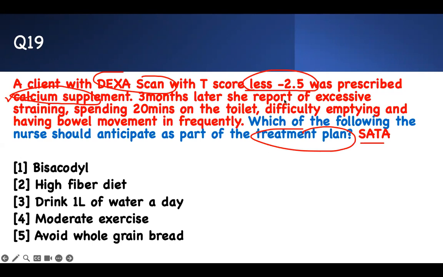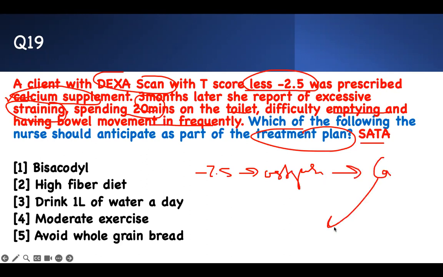Buzzword. 3 months later, what happened? I'm straining in the bathroom. I'm spending 20 minutes on the toilet, and I have difficulty emptying, and I can't have a bowel movement every day. Think about it. I start taking calcium because my T-score is less than negative 2.5, and I'm having all these problems. Look at what I'm going to do. 2.5 means I have osteoporosis, less than negative 2.5. What do we give you?